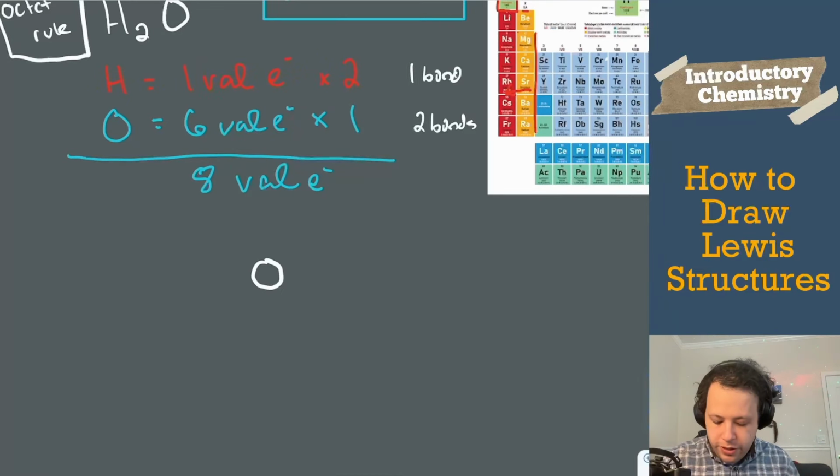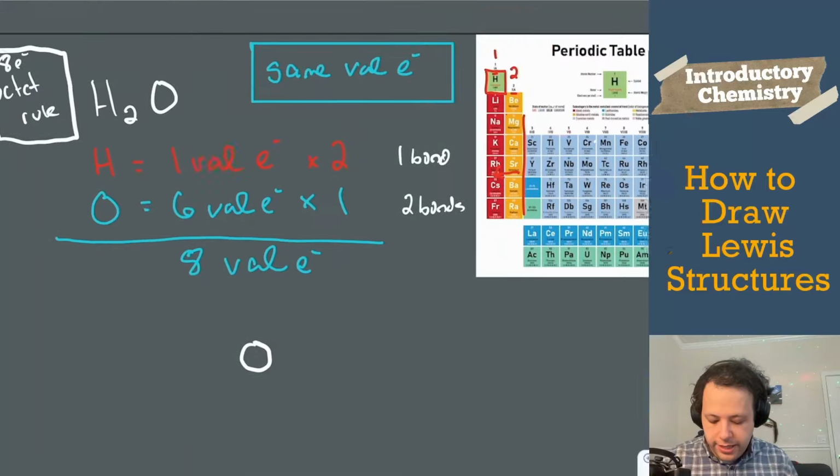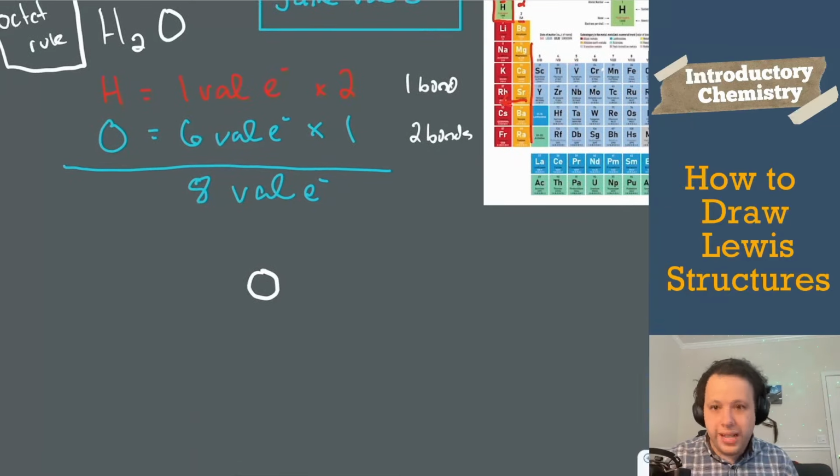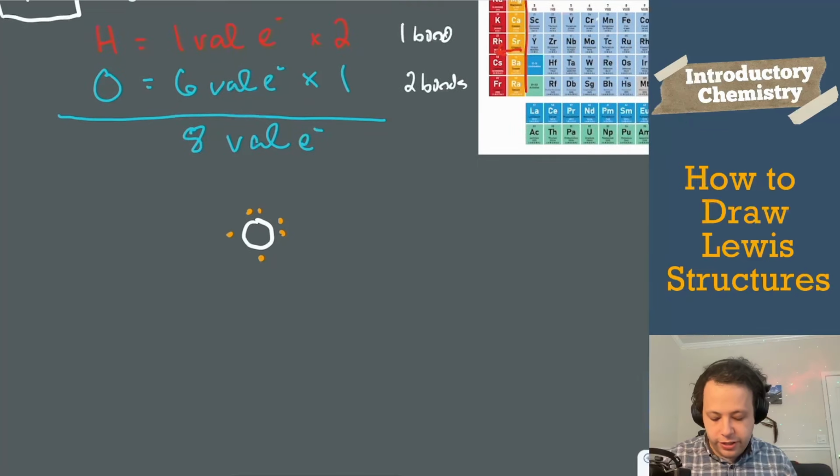So when we are doing that, we are going to take that center atom, and we're going to write its 6 valence electrons around it. So we have 1, 2, 3, 4, 5, 6. Now we are going to put the hydrogens around it, like so. Each one has 1 valence electron.